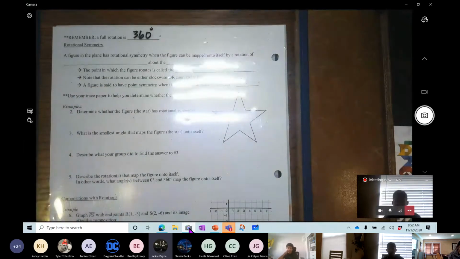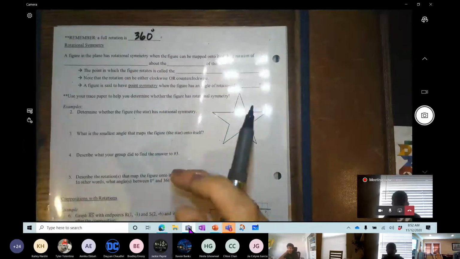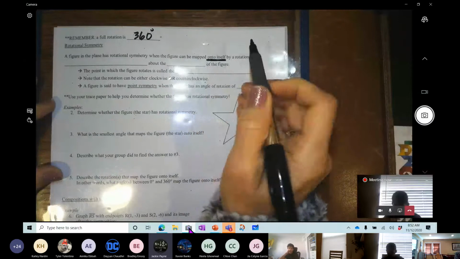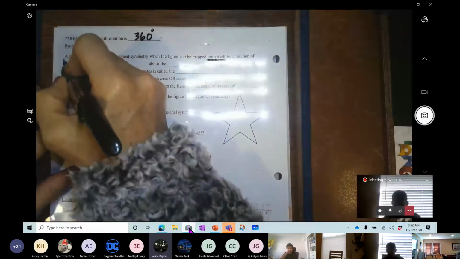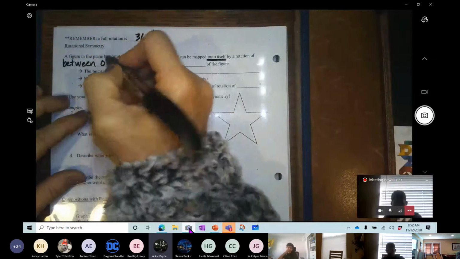Okay, anyway, I'm blathering. A figure in the plane has rotational symmetry when the figure is mapped onto itself, this is the most important part, by a rotation of between 0.